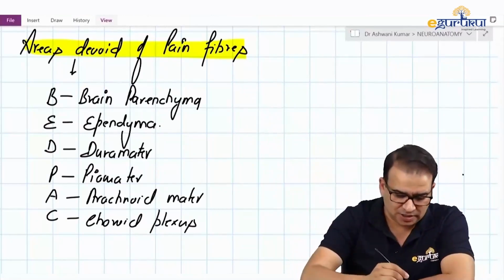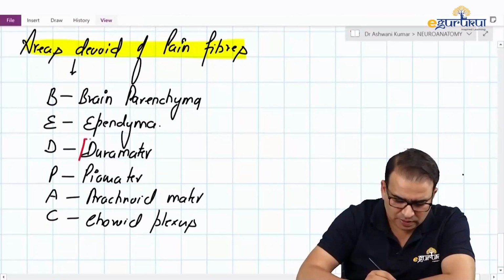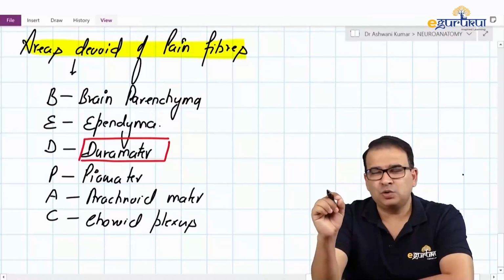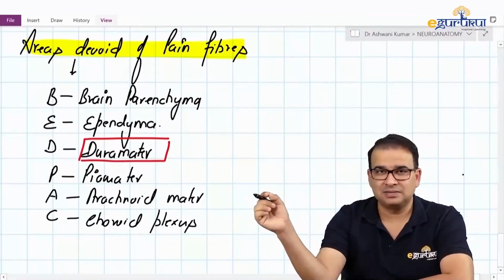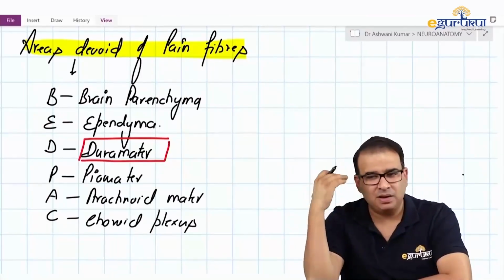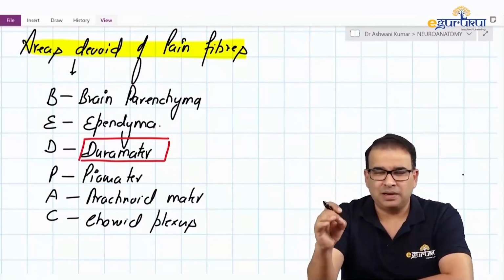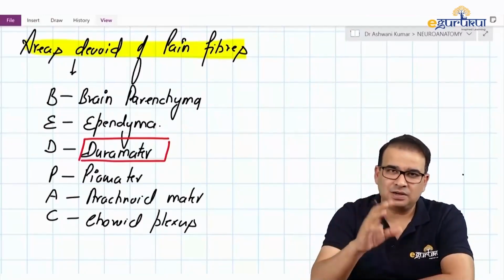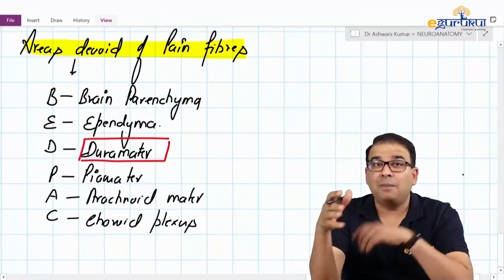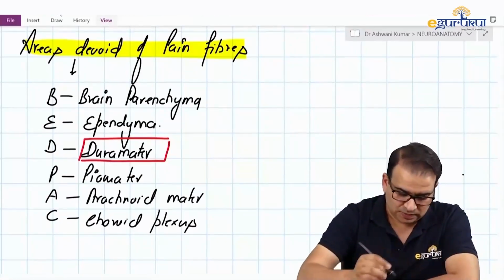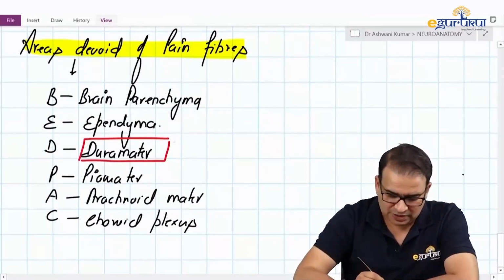Well, there's a little catch here, and the catch is that dura mater which is neither covering any blood vessel nor contributing to the formation of any dural venous sinus is devoid of pain fiber. So we do have pain fibers in the dura mater at those points where it is covering the blood vessel and the dural venous sinus. Apart from it, the dura is devoid of the pain fiber.